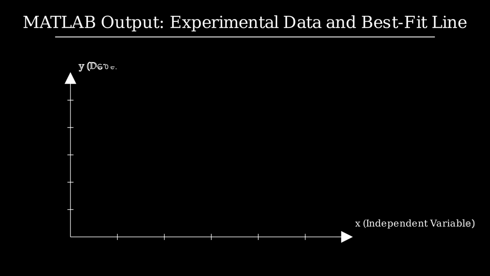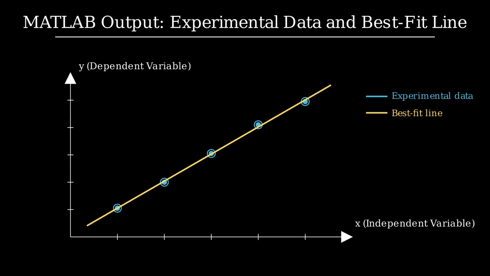The plotting section first draws the experimental points as circles. Hold on keeps the same axes active, and the second plot command draws the fitted line. The red vertical segments are residuals. Least squares chooses the line that minimizes the sum of the squares of these vertical errors.